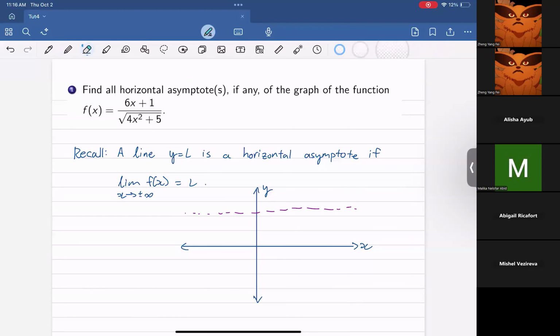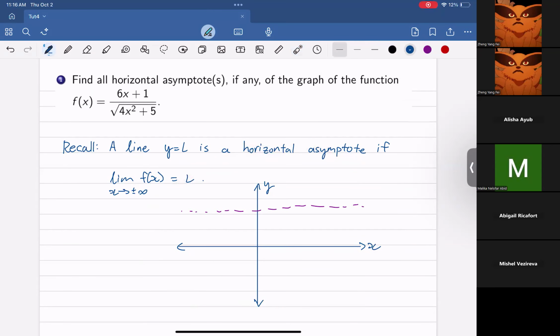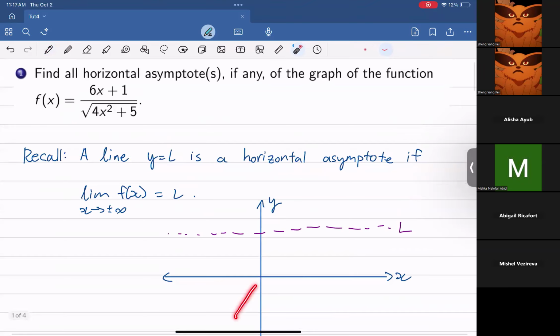So for this first question, we are finding the horizontal asymptote for the function. And recall that a line y equals L is a horizontal asymptote if the limit of the function as x goes to positive and negative infinity is equal to L, right? So graphically we have a line at L over here, and the function might be going like this, and the limit as x goes to positive infinity, this function will stay below the line and approach but never touch the line. So that's the limit, and that's equal to L.